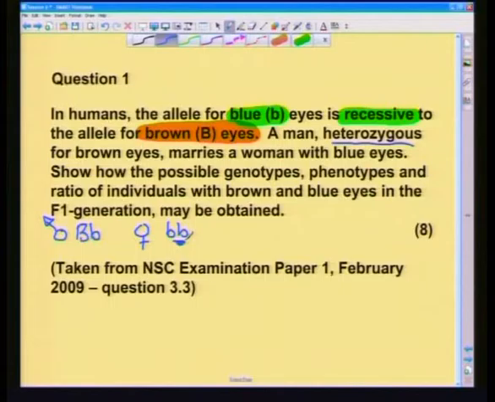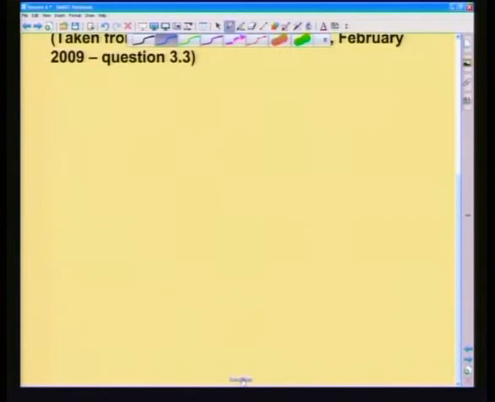Now, show how the possible genotypes and phenotypes and the ratio of the individuals with brown hair and blue eyes in the F1 generation may be obtained. Now, this is 8 marks. So let's put this down. The first thing you are going to do is write what the parents are so that you know where to start working.